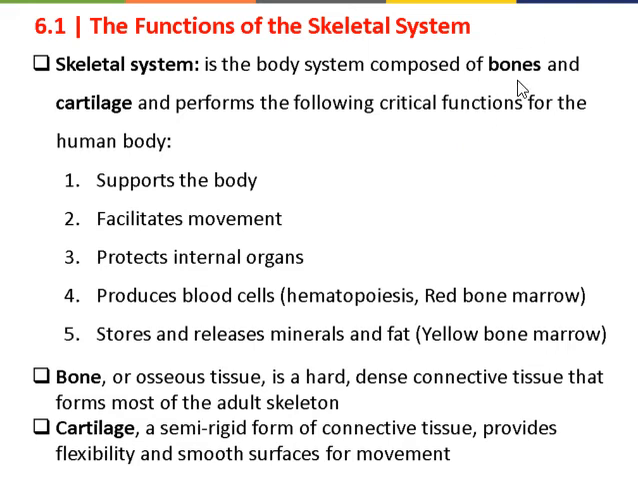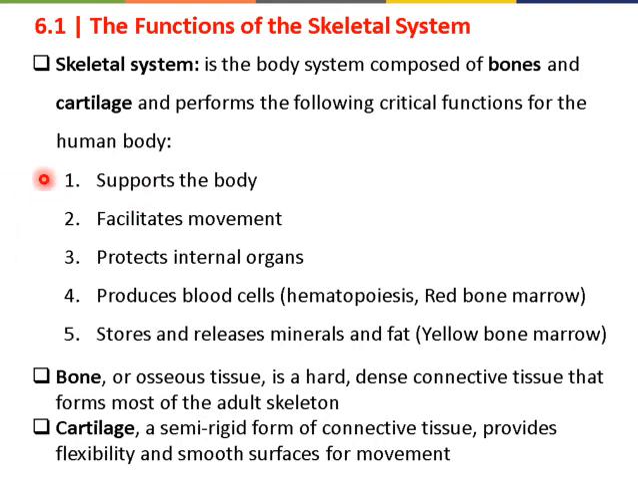Now, first of all, the definition of the bone: it's the osseous tissue, which is a hard, dense connective tissue that forms most of the adult skeleton, whereas the cartilage is a semi-rigid connective tissue and provides the flexibility and smooth surfaces for the movement and the joint. Now, the major function of the skeletal system could be categorized into 5 major functions.